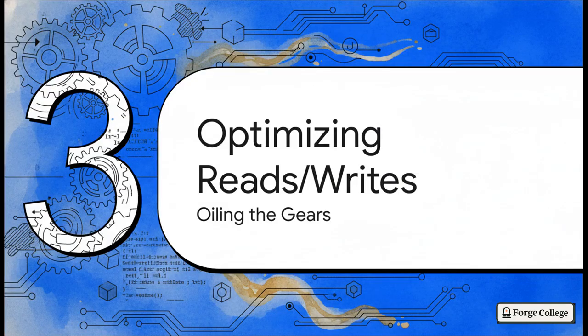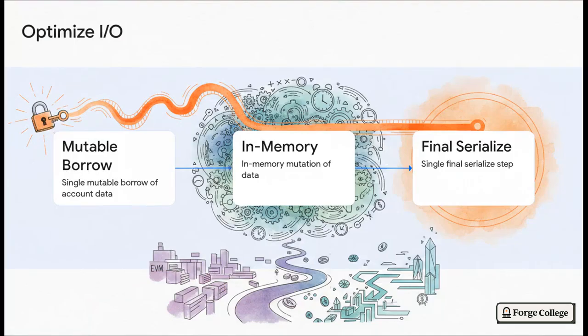All right, on to Section 3, optimizing reads and writes, oiling the gears. Now that we've identified the friction, let's look at how we actually apply the oil. We're going to transition over to some code-level mitigations for our absolute biggest culprit, that naive EVM approach to deserializing accounts multiple times in a single flow. Here is the optimized path, broken down step by step.